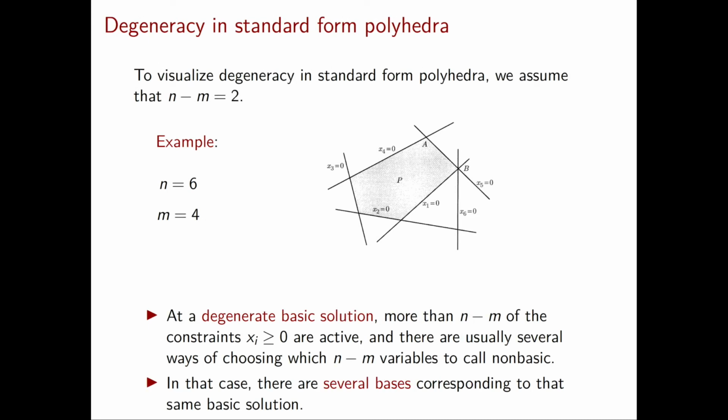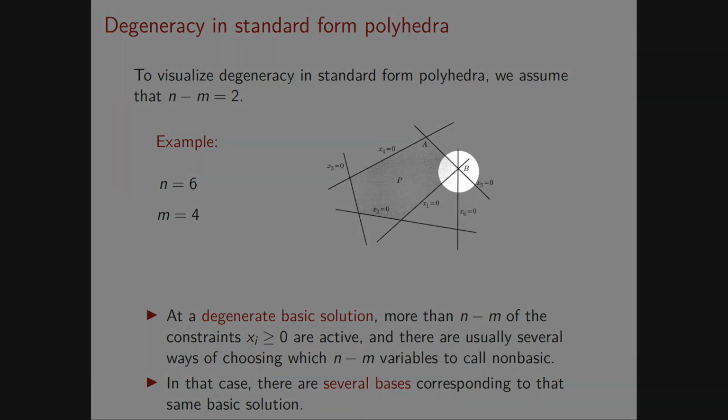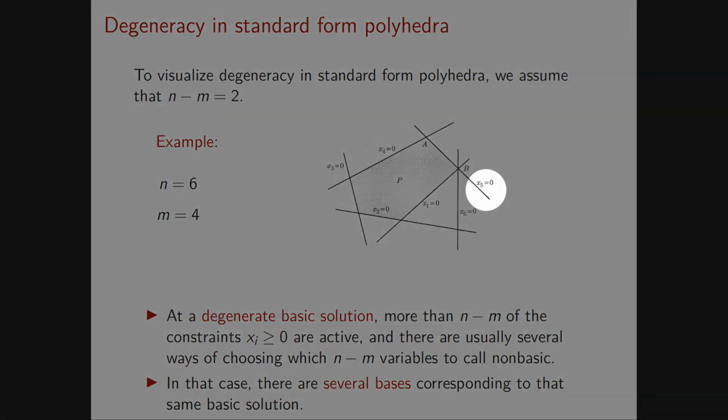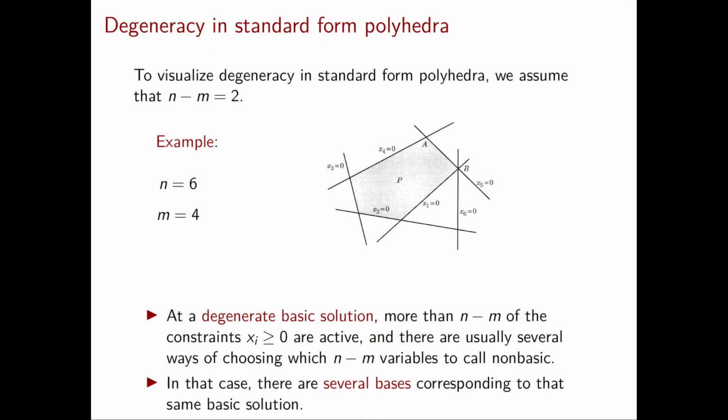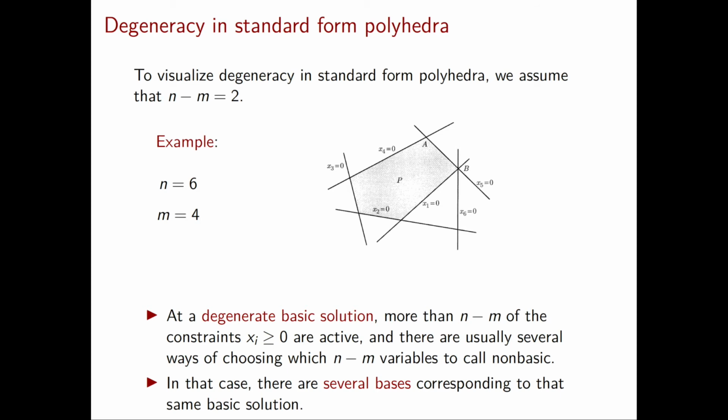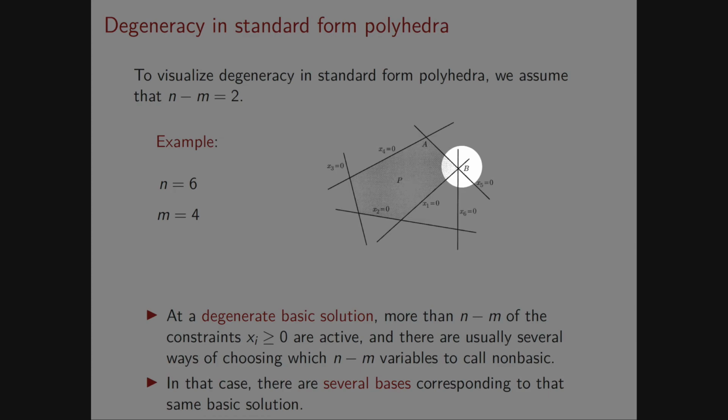As we have seen also in the algebraic example 2.5, often when you have a degenerate basic solution, there are several ways of choosing which n minus m variables to call non-basic. In this example, the same thing happens. For example, you could choose x5 and x6 to be non-basic, which will give you the same point B, which then satisfies x1 equal to 0. Or you can choose x1 and x6 to be non-basic, and also in this third case, you obtain the same degenerate basic solution B.